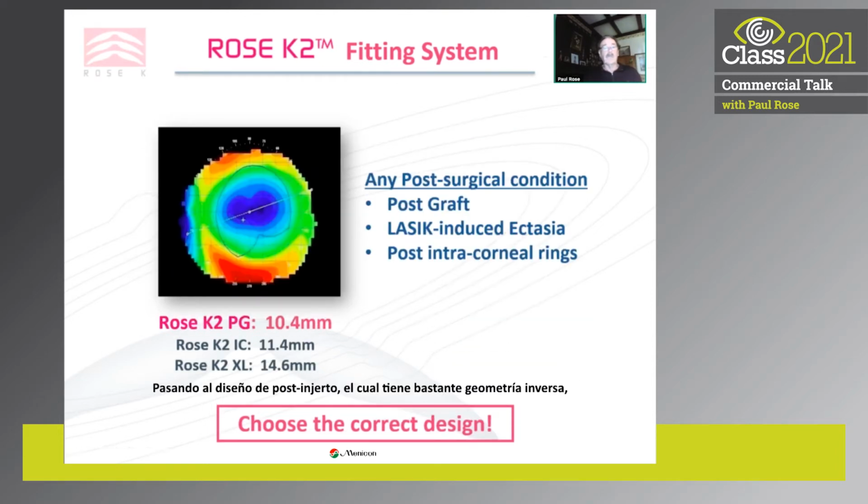Moving on to the post-graft design, which has quite a lot of reverse geometry to try to accommodate the particular oblate shapes as you see here. So your design for any post-surgical condition that includes grafts, ectasia, and rings is the post-graft design, Rose K2 PG. However, for this condition, if that lens doesn't work, the slightly larger lens, which occupies and sits on most of the cornea, 11.2 or 11.4 depending on where you are in the world, is the standard diameter for the IC design. And if all that fails, then move to the XL design.